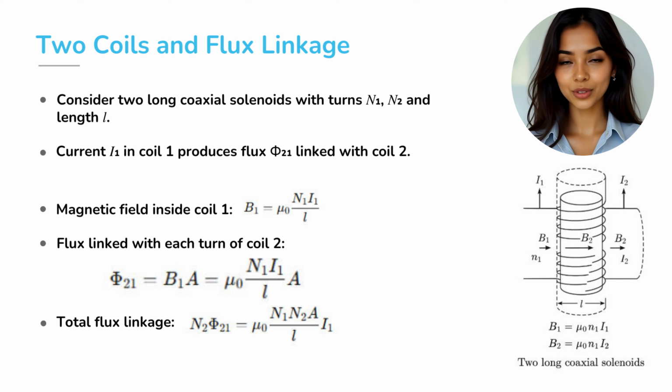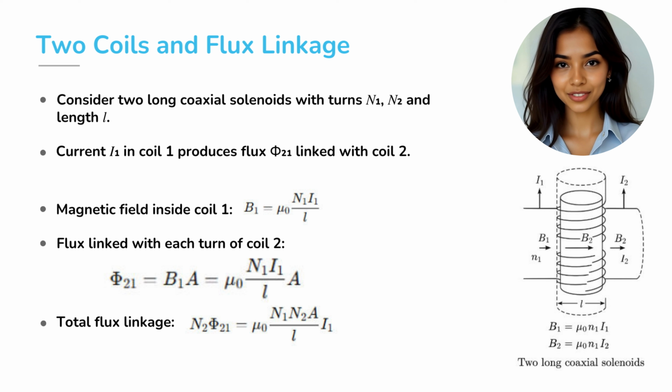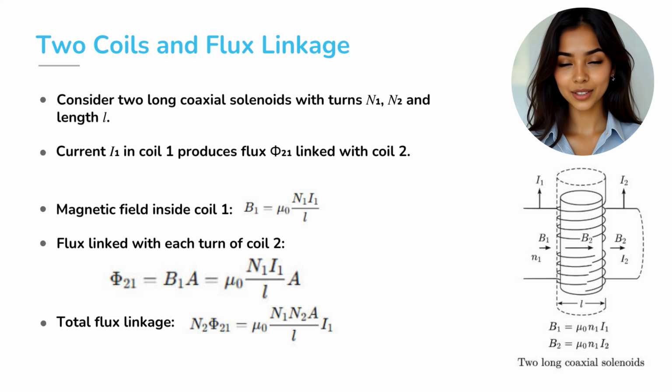If a current I1 flows in coil 1, it produces a magnetic field inside it. That magnetic field is B1 equals mu naught multiplied by N1 divided by L multiplied by I1. Each turn of coil 2 experiences a flux phi21, which is B1 multiplied by the cross-sectional area A, that is, phi21 equals mu naught N1 I1 A divided by L. But coil 2 has N2 turns. So the total flux linkage is N2 phi21, which comes out to mu naught times N1 N2 A divided by L multiplied by I1.